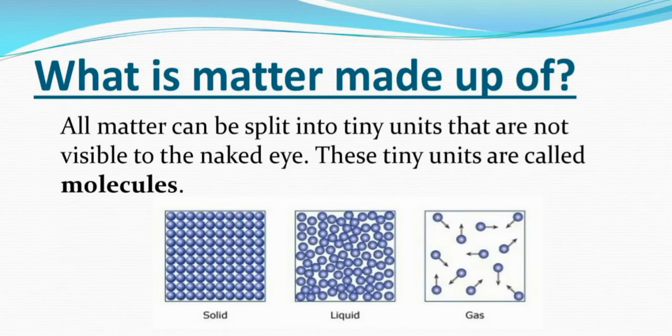So, what is matter made up of? All matter can be split into tiny units that are not visible to the naked eye. These tiny units are called molecules. What are these tiny units called? Molecules. Yes, as you can see in the figure, the molecules inside a solid, the molecules inside a liquid, and the molecules inside a gas.